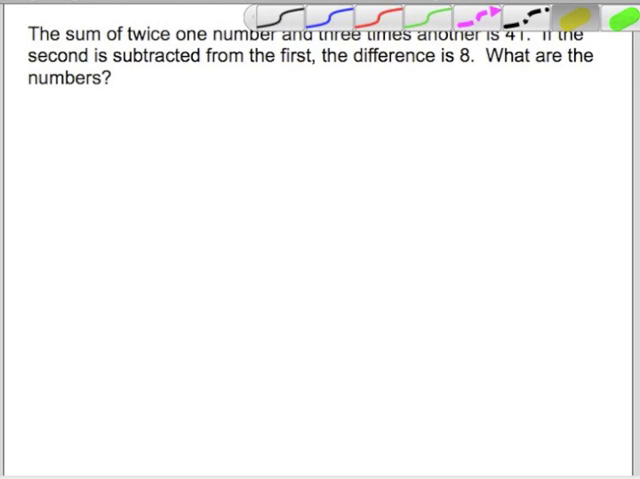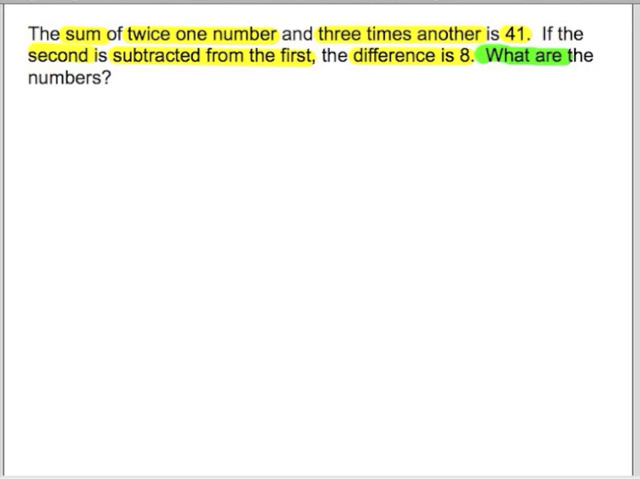Here, I'll highlight it. The sum of twice one number, 3 times another, is 41. If the second is subtracted from the first, the difference is 8. And in green, what are the numbers?